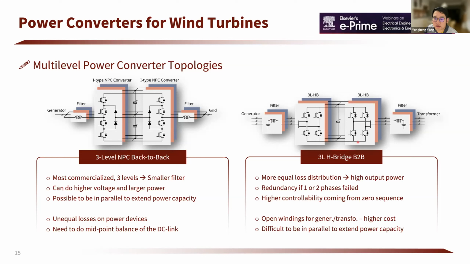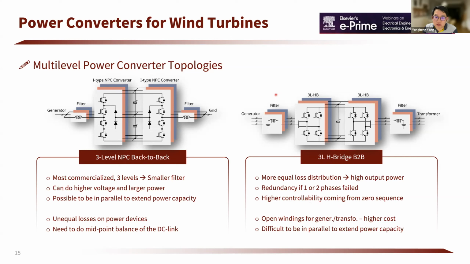Among other solutions, you can use a 3-level H-bridge based back-to-back converter, which achieves more equal loss distribution among the devices and modules. It also has redundancy: if one or two phases fail, the system can still process power. It has higher controllability coming from the zero sequence. With these solutions, you can utilize the zero sequence to achieve more advanced control. But it also has some drawbacks.